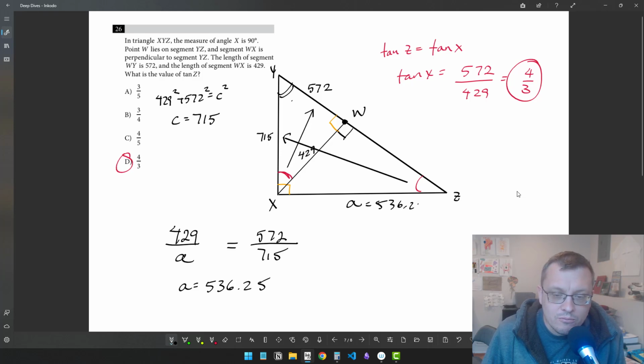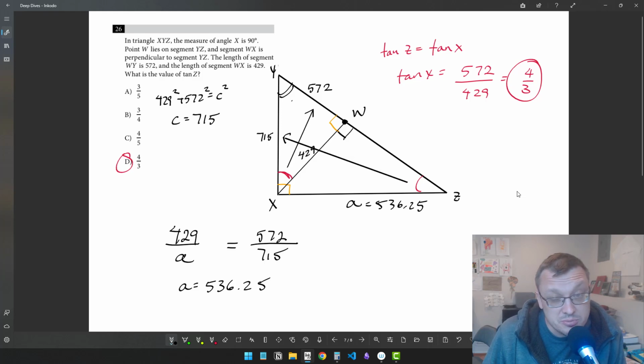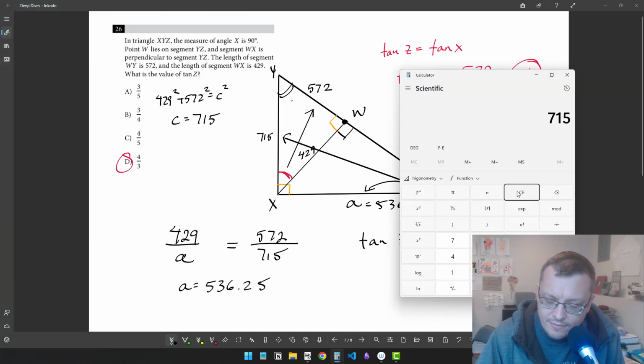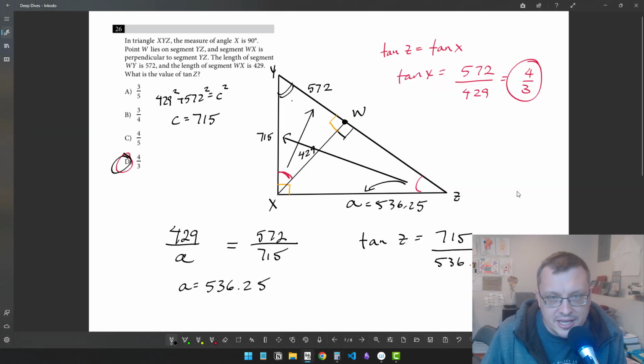And now, if that was the question you were looking for, you would just put that as the answer. If we wanted to at this point, by Pythagorean theorem, I could find YZ, because it's just going to be 536.25 squared plus 715 squared equals that side squared. But for our problem here, if I wanted to solve it this way, I can now find the tangent of z directly without having to find it via the tangent of x, because I can say that the tangent of z is going to be 715, the opposite, over the adjacent, which is 536.25. We get 1.3 repeating, and that's the same thing if I put 4/3 in the calculator as 4/3. So again, we get choice D.